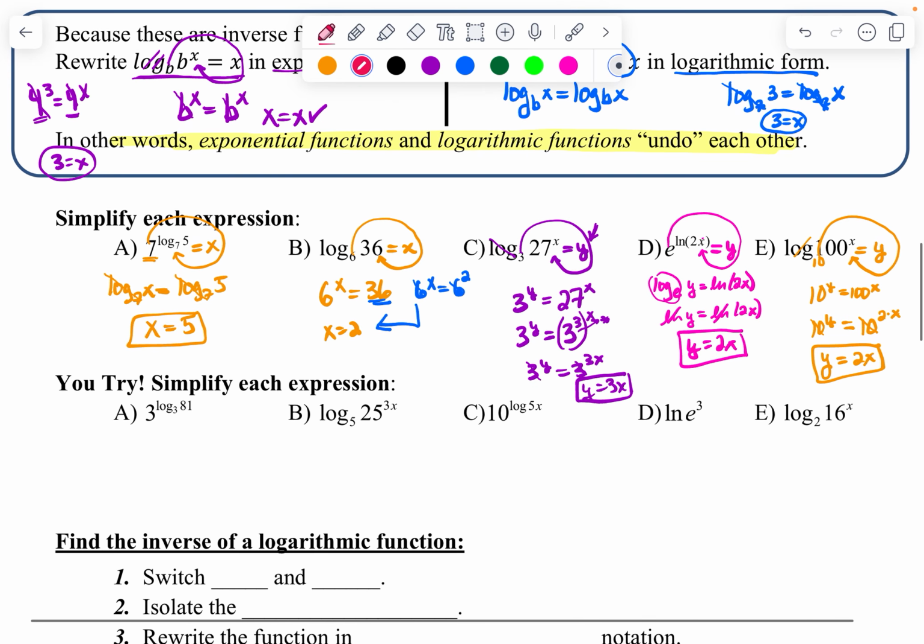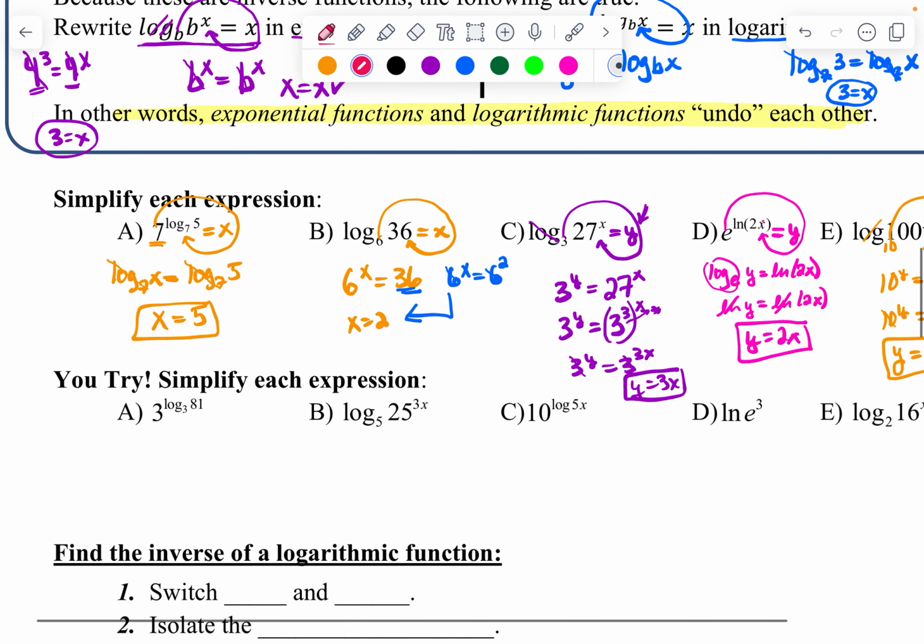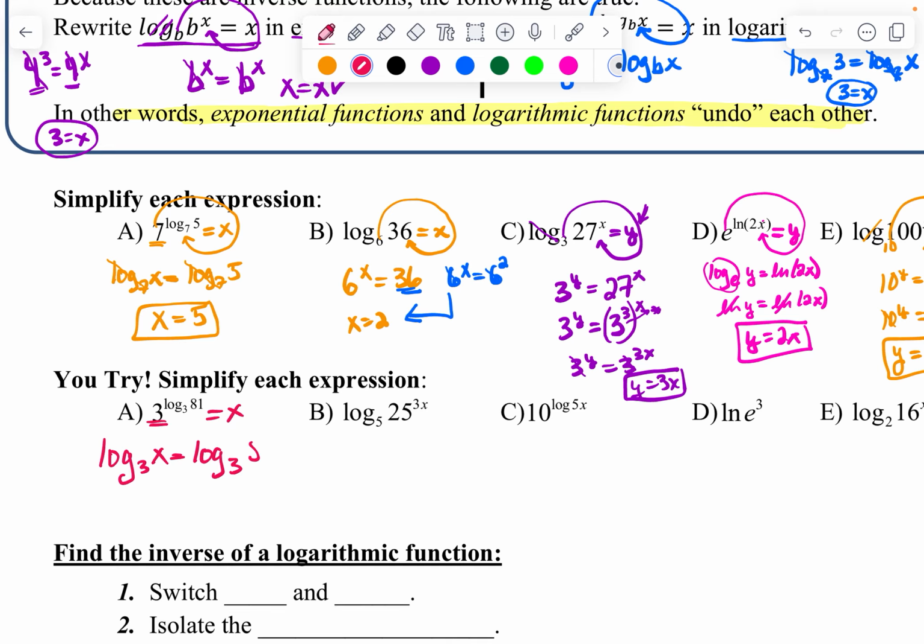And we're back. Hopefully you paused for a little bit. So I'm going to set this one equal to x since there's no x in it. So I can wrap this around and I get log. Since this was an exponential, I have to turn it into a log. So log base 3 of x equals log base 3 of 81. Log base 3's are the same, so I can get rid of them. And x equals 81.